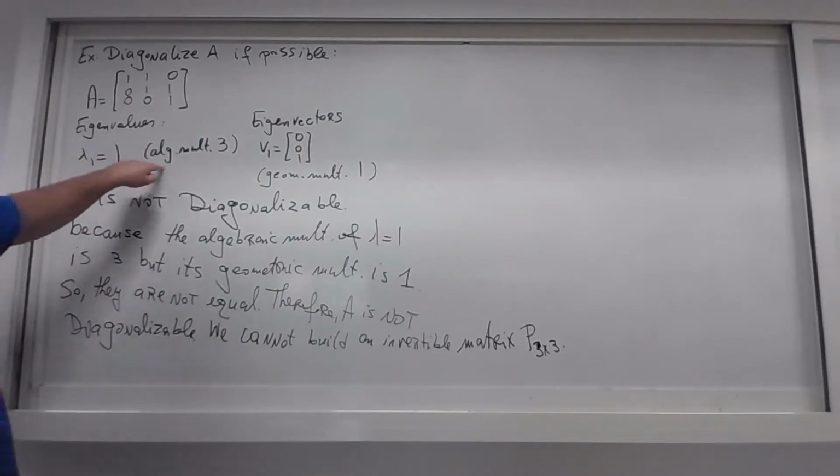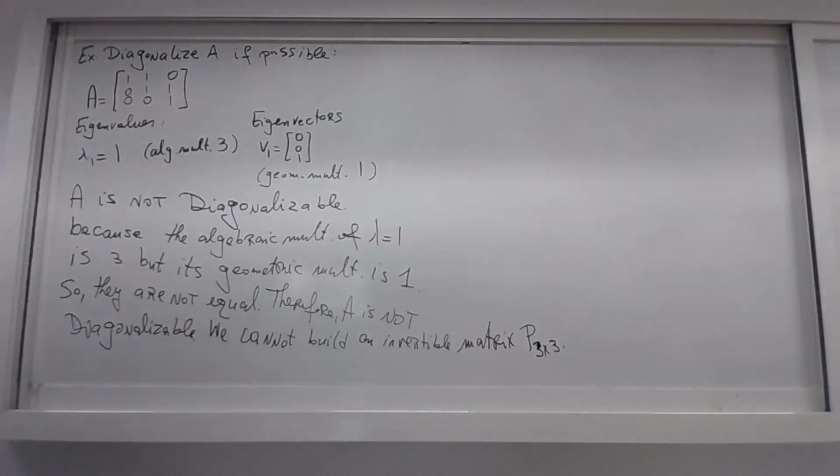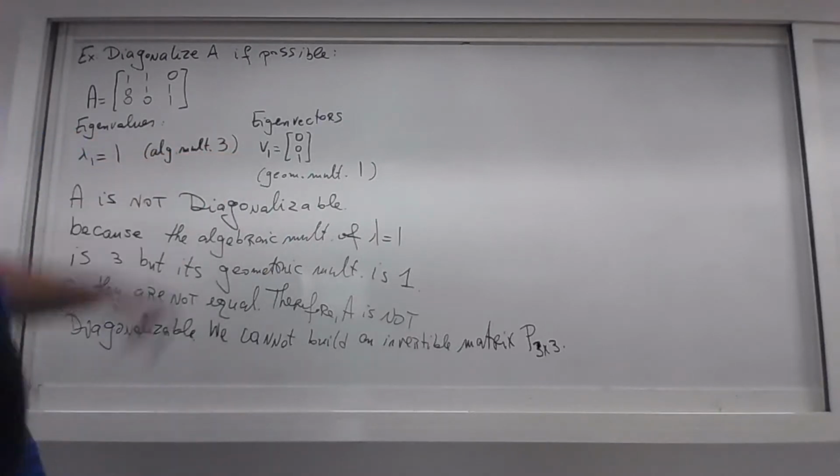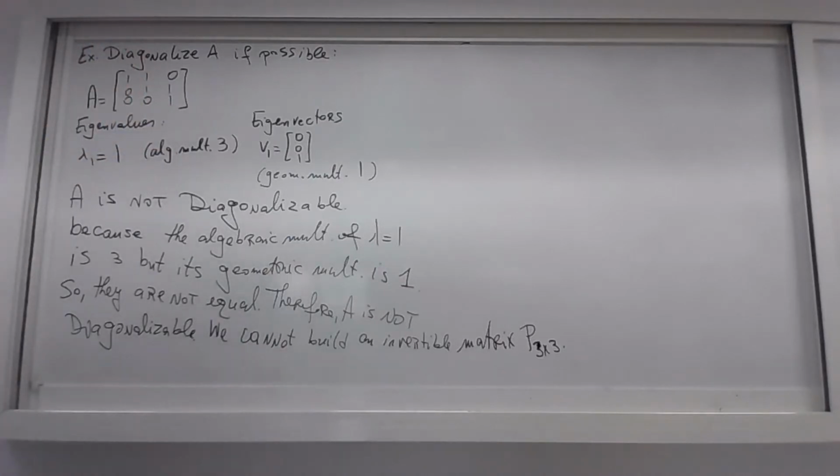Algebraic multiplicity 3, different from geometric multiplicity 1. Therefore, the matrix is not diagonalizable. I cannot complete the matrix P to be invertible. Can only fill one column. That's bad news. So this beautiful matrix A is not diagonalizable. That's all. Nothing special.